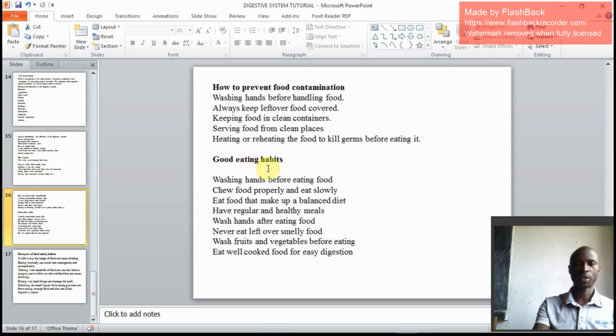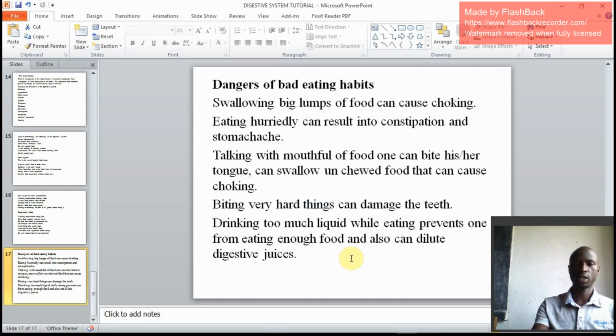Then we go to good eating habits. There are some with bad eating habits. Good eating habits: we wash hands before eating, we chew food properly. When you don't chew food properly, you will have indigestion as a disorder. Eat food that makes a balanced diet. Have regular and healthy meals, then wash hands after eating. Never eat leftover smelly food. Wash fruits and vegetables, because when you eat them unwashed, you will get different types of worms. Then eat well-cooked food for easy digestion.